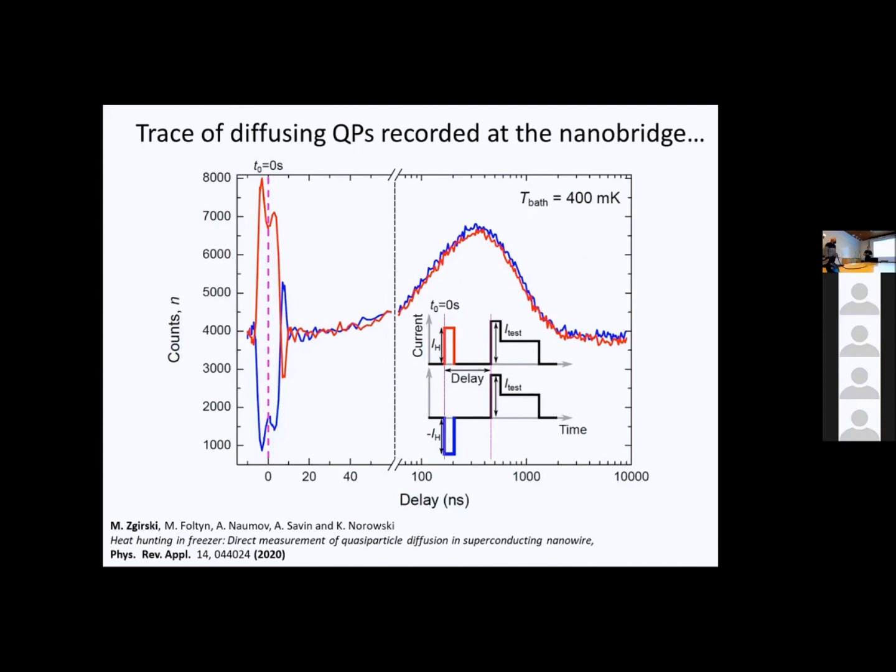Only when quasi-particles arrive at the junction do I see them. One explanation would be that the critical current is so huge, it's 50 microns. Yes, so it's two orders of magnitude higher than in a typical tunnel junction.